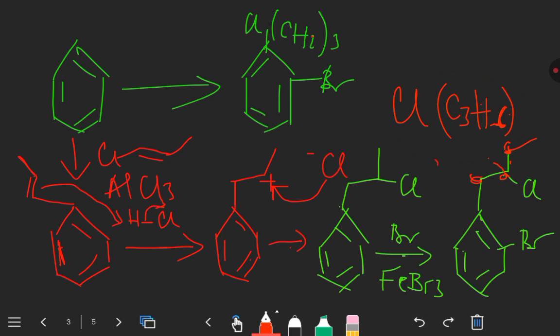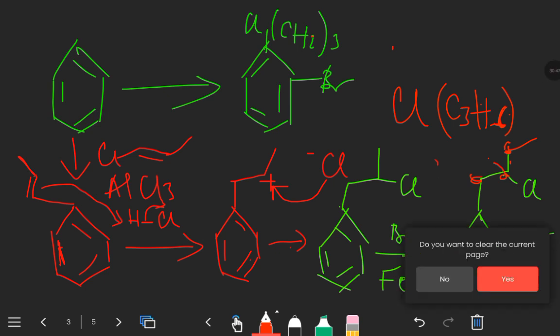Okay, so this is how this reaction was performed. So it is just the reaction mechanism on how it was performed. Okay, so we can now do another question. Okay, let's look at another question.